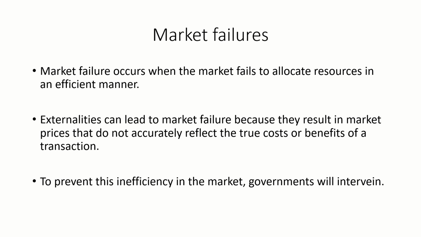Now let's talk about the market failures. Market failure occurs when the market fails to allocate resources in an efficient manner. Externalities can lead to market failure because they result in market prices that do not accurately reflect the true costs or benefits of a transaction. To prevent this inefficiency in the market, governments will intervene.